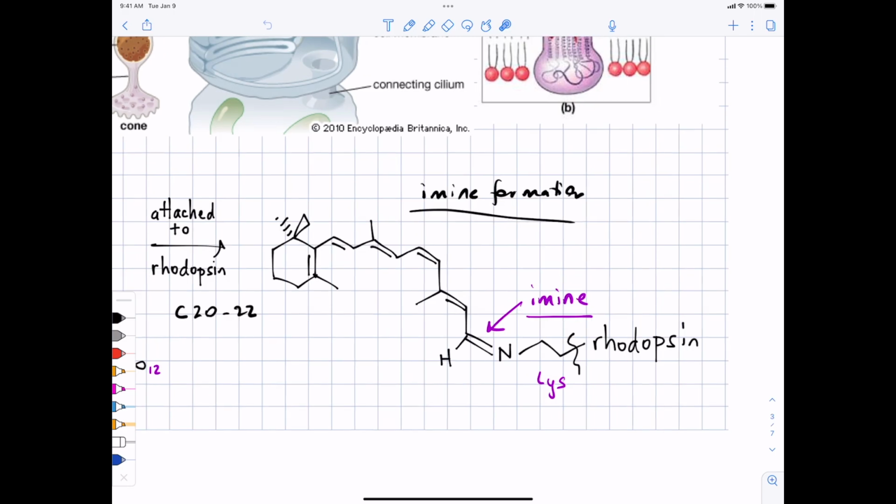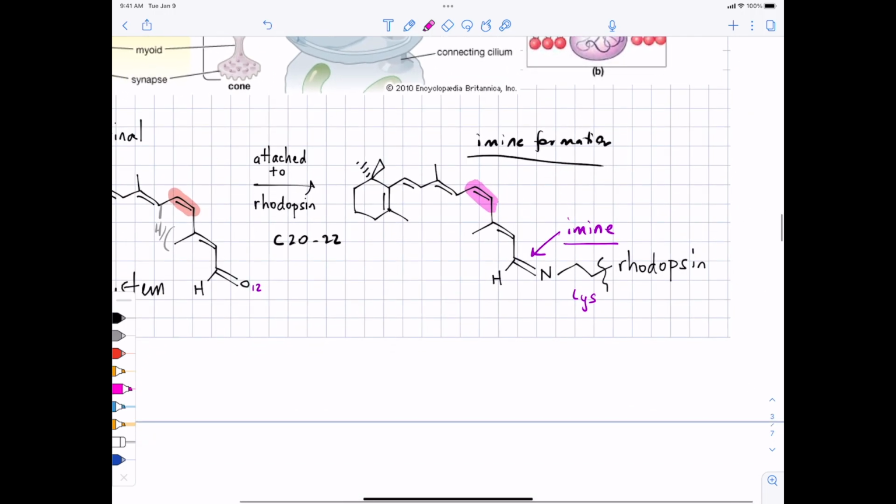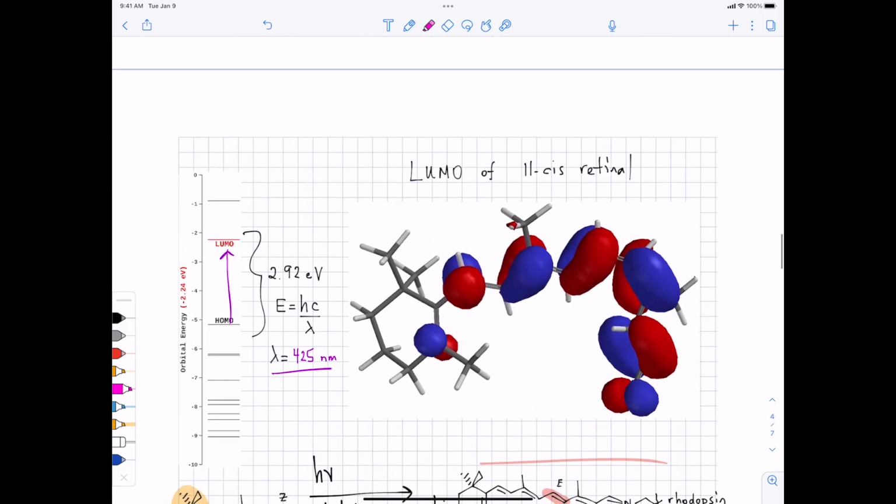So this is what 11-cis retinal looks like when it's attached to the protein. You've got a lysine side chain that's forming an imine bond. You'll learn about that in 352 with the rest of this molecule. And the part that's important is the fact that you've got this cis double bond, which is less stable than the trans isomer, but you can't isomerize from cis to trans without weakening a pi bond.